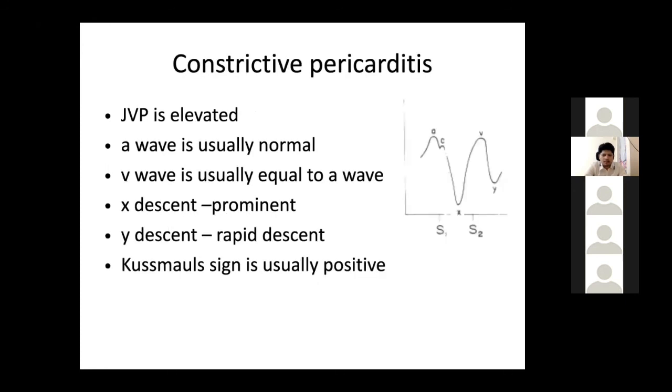Now constrictive pericarditis, I already told, is again one of the causes of a prominent or raised JVP. The A wave is normal, X descent is prominent, Y descent is prominent. When you get a prominent Y descent, that is known as Friedreich sign. Kussmaul sign is positive in constrictive pericarditis, and A is equal to V wave.